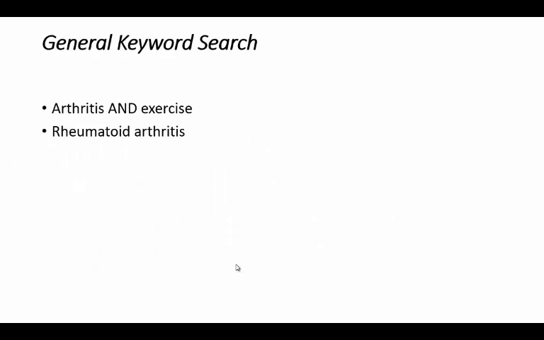If I use general words, for example, if I have a patient with rheumatoid arthritis and I want to see the effect of exercise on arthritis, one of the things that I can use to narrow down my search or expand my search are called Boolean operators. Boolean operators are connectors between words. Like, for example, the words AND, OR, NOT.